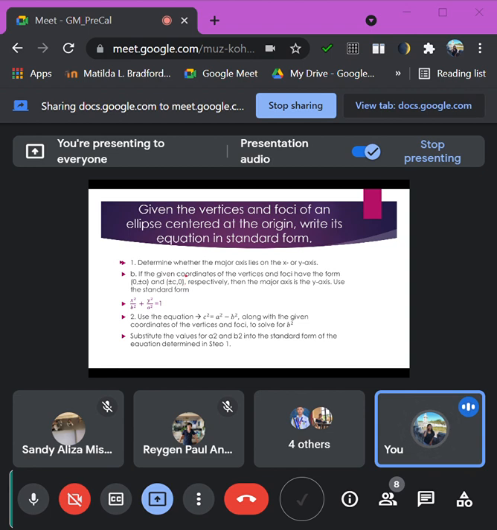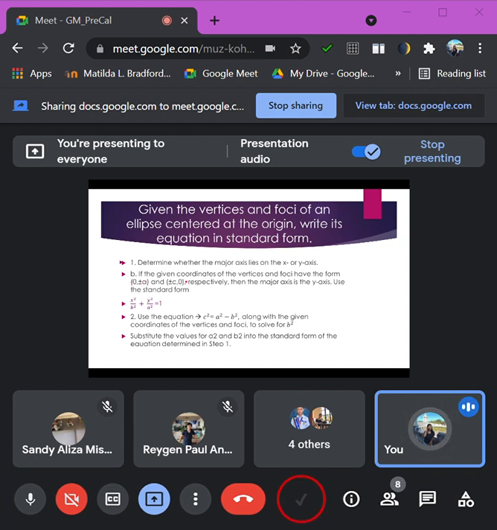That's still a typo. And then use the standard form that we used earlier. You can use this equation, a squared is equals to b squared plus c squared, to solve for b, since what is given is only a and c. Then you substitute the values for a squared and b squared so that you can get the standard form of the equation determined in step 1. The only change is the placement of your a and c in order to make an equation of your ellipse.